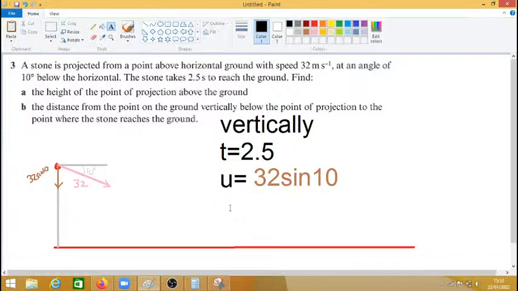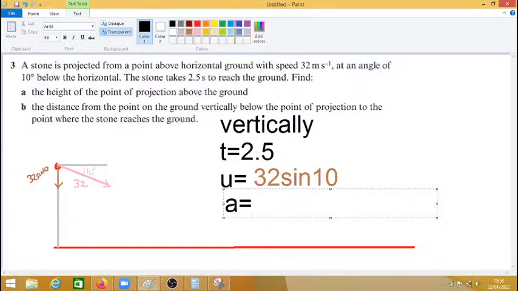What else do we know? We know that acceleration is going to affect things vertically. 9.8. Notice this time it's 9.8 as a positive. Why? Because the speed of 32 is going downwards. So the gravity is acting downwards as well. So both of them should be with the same sign, both positive.